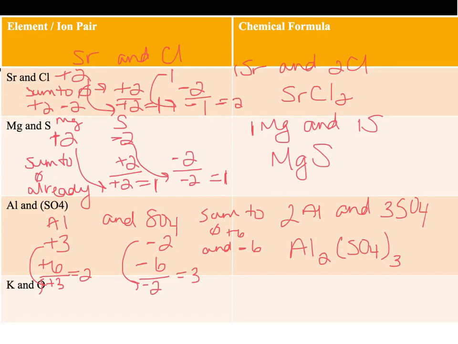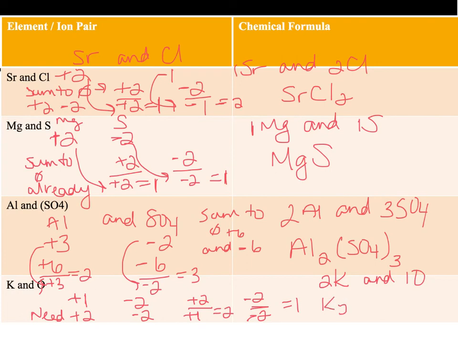Now the next one, K and O. I don't have a lot of space here, but K is +1, O is -2. Now to get those to sum to 0, I need it to be +2 and -2. Okay, so I've got to come over here. +2, -2. So for the K, I take the +2 and divide by +1, and I get 2. For the oxygen, I take the -2 and divide by the ionic charge, which is -2, and I get 1. So this just tells me I've got 2 Ks and 1 O. So the chemical formula would be K2O.